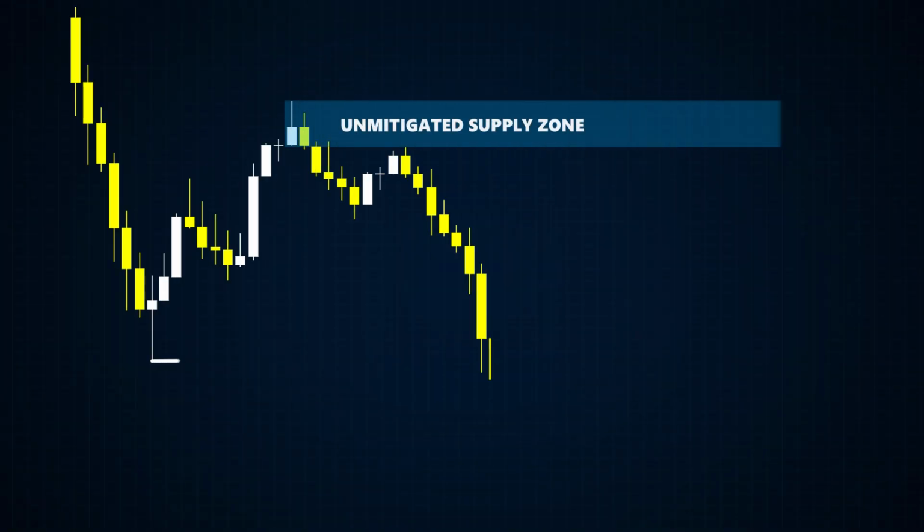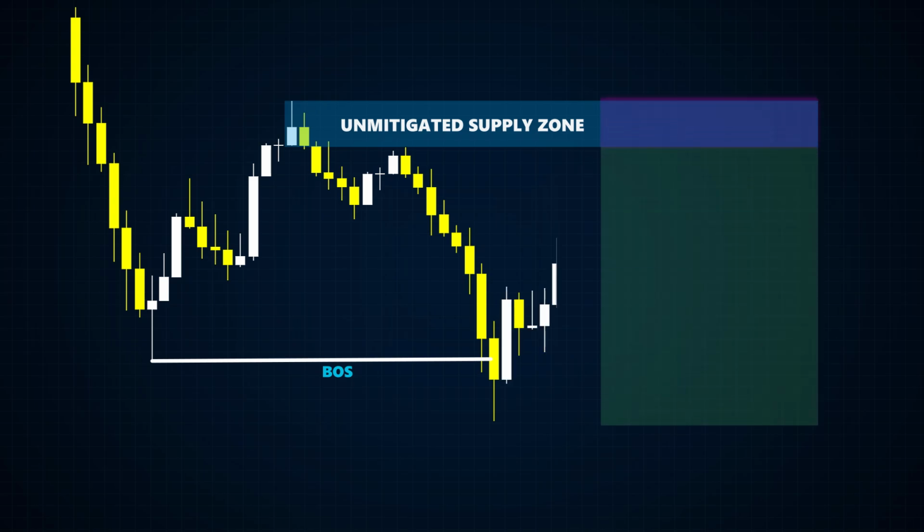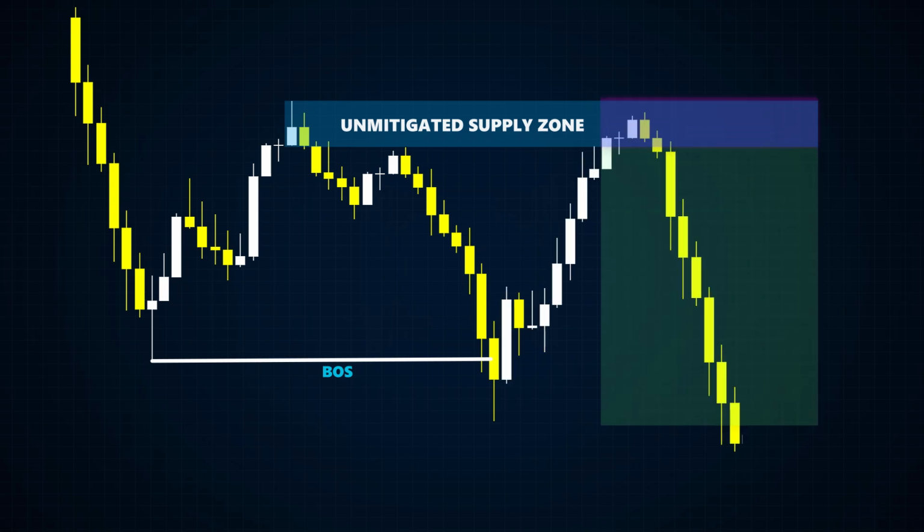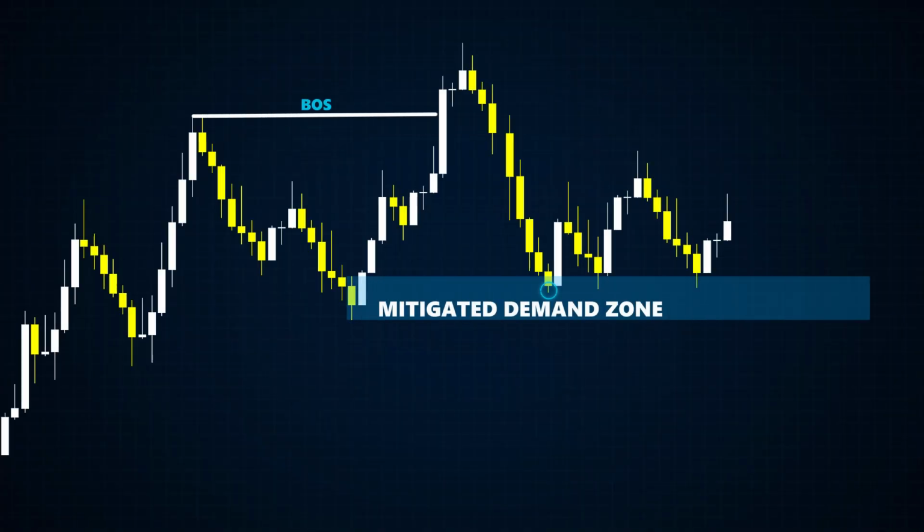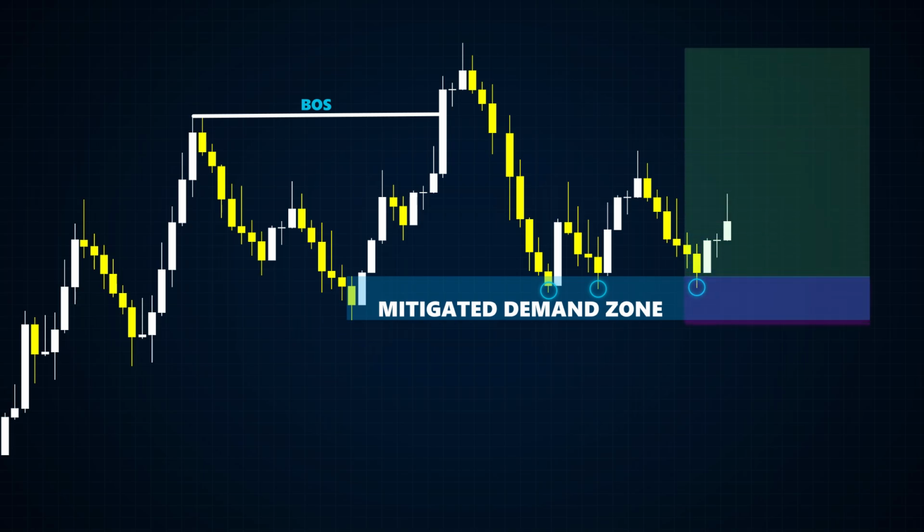Now take a look at this example. Here's a supply zone that hasn't been touched. It's completely fresh. When price comes back, the reaction is aggressive, because those institutional sell orders are still waiting. Now compare that to this zone that's been tapped multiple times. The reaction is smaller, less decisive. That's what happens when the zone is mitigated. Focus on unmitigated zones. When combined with structure and timing, remember to combine all 8 rules to find institutional demand zones. They will give you the highest probability trades.